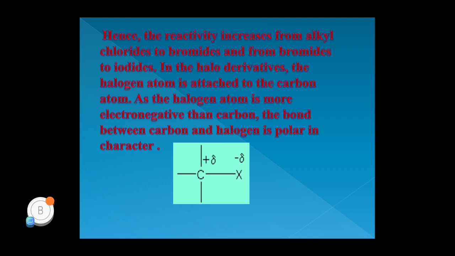In the halo derivatives, the halogen atom is attached to the carbon atom. As the halogen atom is more electronegative than carbon, the bond between carbon and halogen is polar in character. On the basis of this, we can calculate the dipole moment also. What is the formula for the dipole moment? Q into d, where d is the distance. The charge is constant for all halogens, but distance is an important factor. As the size increases, the reactivity will increase.